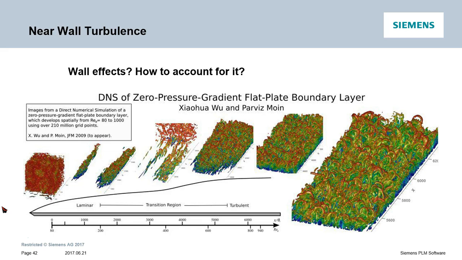So our understanding of this region remained fairly limited until recently, when DNS became possible or affordable, and that too for relatively low Reynolds numbers, simple shear flows. So this still remains an active area of research. To better appreciate the complexity of the structure of turbulence near the wall, let's watch this short video.